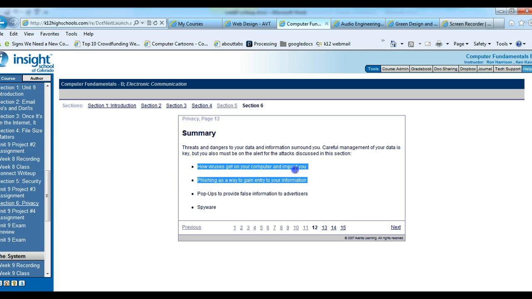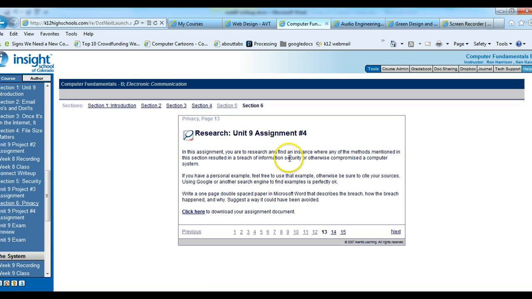So in summary, how do viruses get into your computer? We learned what phishing is, we learned what pop-ups and spyware are, didn't we? Okay, so wrapping up, here's some research. This time you are to research and find an instance where any of the methods mentioned in this section resulted in a breach of information. You can give a personal example if you want, etc. So this is similar to the number 3 we did, but this one is talking about the privacy issue. So it's talking about viruses and phishing. So it's different from section 5.